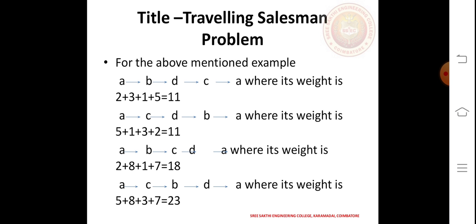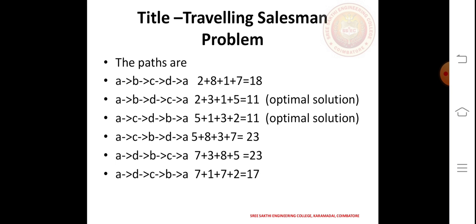Another path is A to B, B to C, C to D, D to A. Its weight is 2 plus 8 plus 1 plus 7 equals 18. Another possibility is A to C, C to B, B to D, D to A, where its weight is 5 plus 8 plus 3 plus 7 equals 23. Likewise, I have to travel all the nodes. These are the several paths where a traveler can start from the starting node A, visit all the nodes at least once, and come back to A as the destination node.